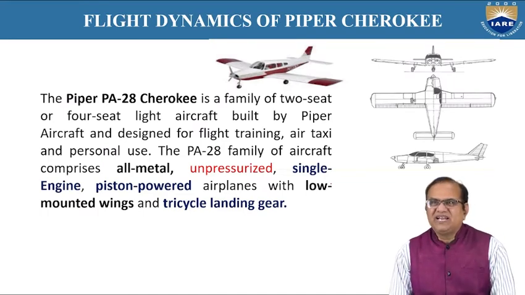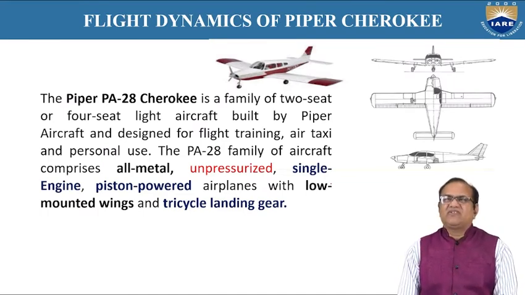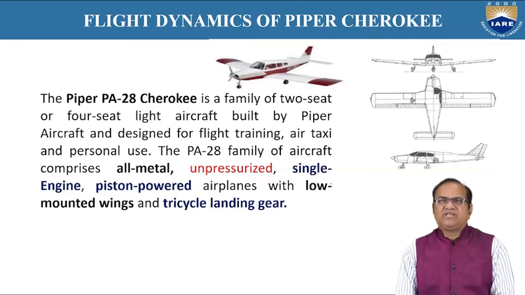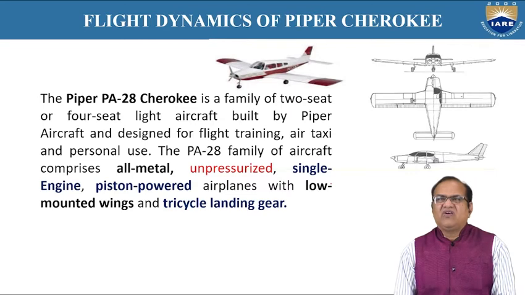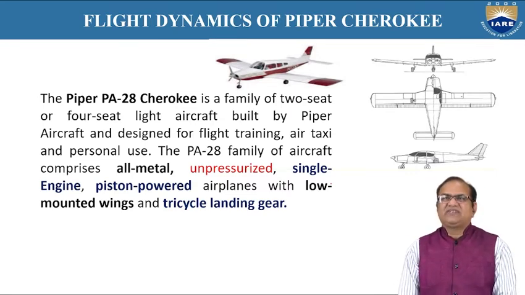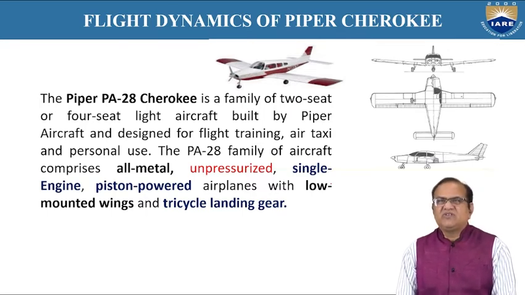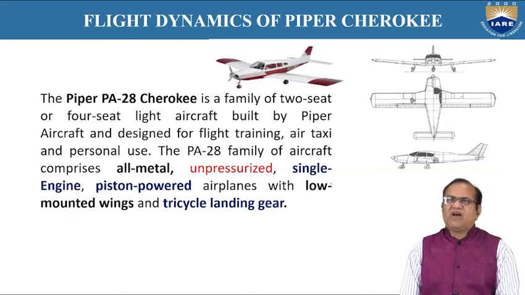Now, a simple general aviation aircraft. We can see here a lot of difference, and it is the Piper Cherokee. The Piper PA-28 Cherokee is a family of two-seat or four-seat light aircraft built by Piper Aircraft and designed for flight training, air taxi, and personal use. So it is used for flight training, initial training of pilots, air taxi services, and personal use for transportation of passengers from one place to another, for emergency need, for medical and other requirements. The PA-28 family of aircraft comprises all metal.